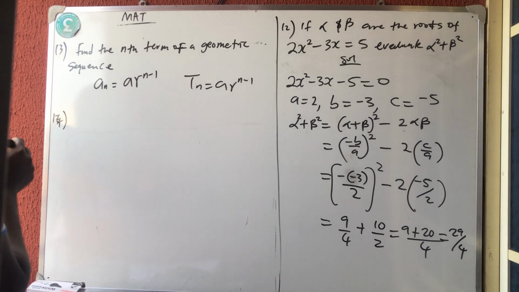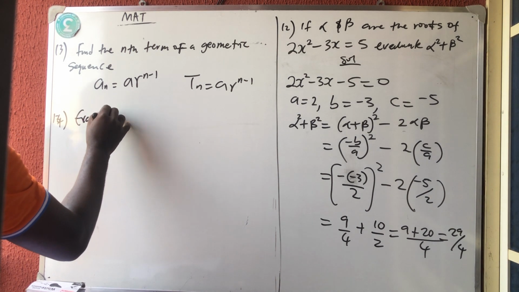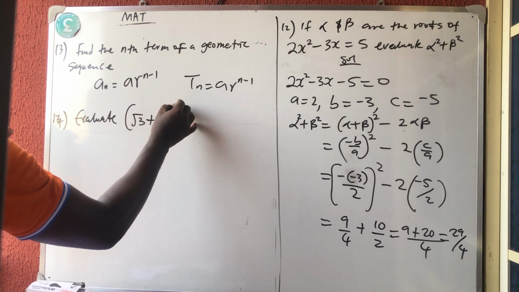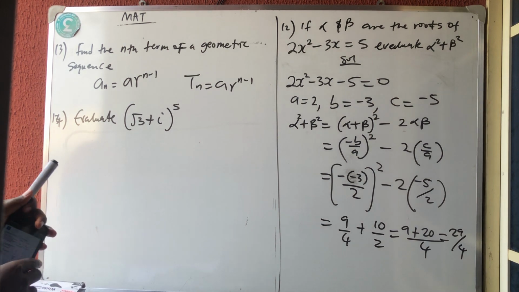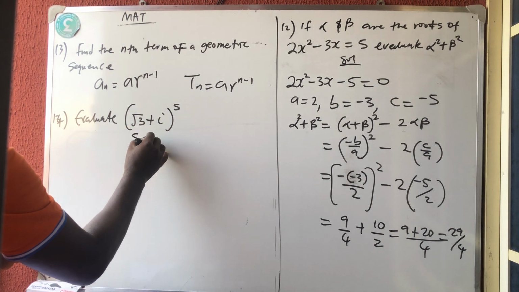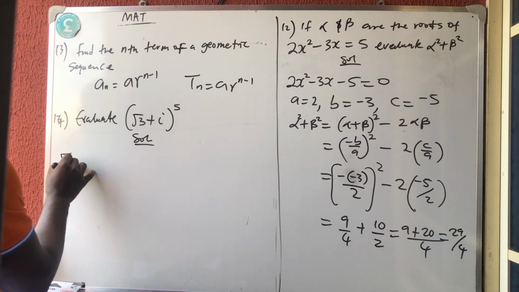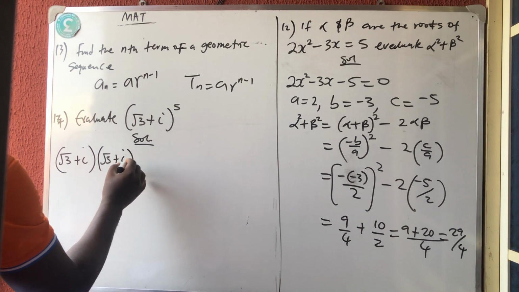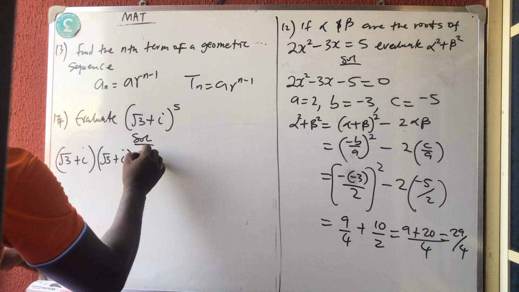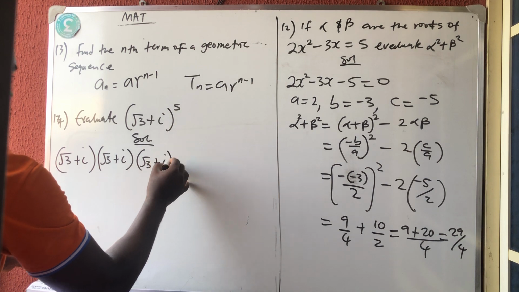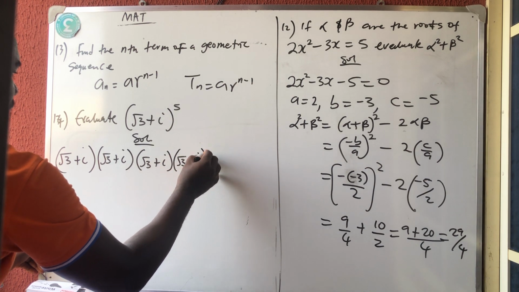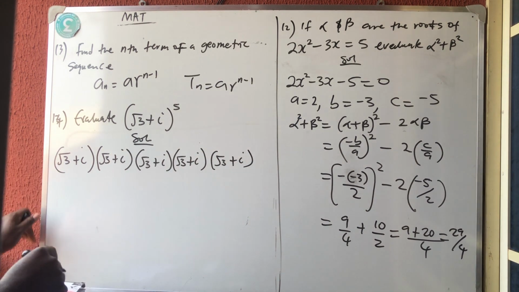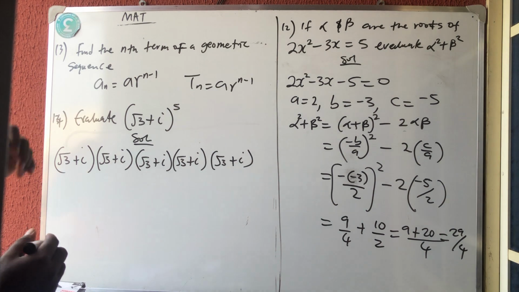Number 14 says that we should evaluate root 3 plus i all raised to power 5. Now I'm going to solve this in two ways. Solution: the first way is just by saying root 3 plus i times root 3 plus i times again root 3 plus i times root 3 plus i, and again times root 3 plus i. So you can multiply it like this, you will still get the same answer.